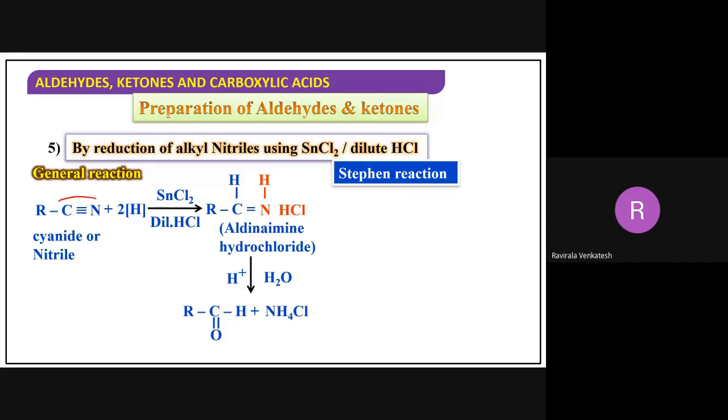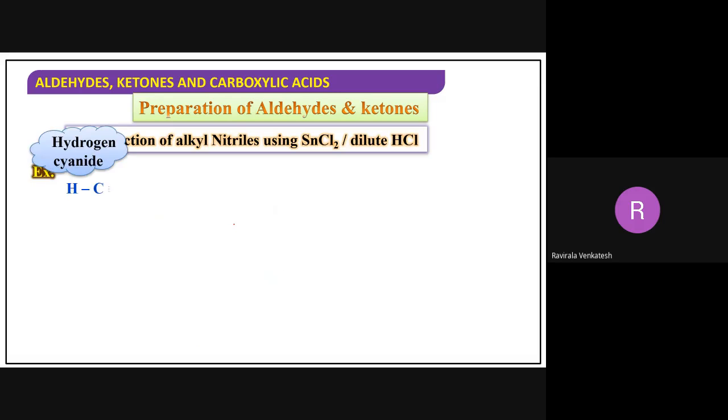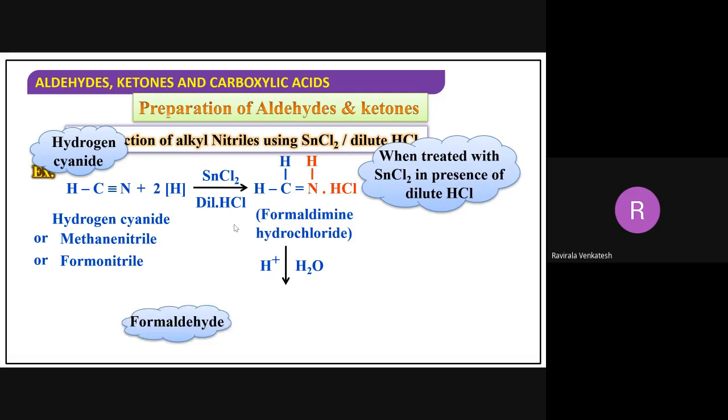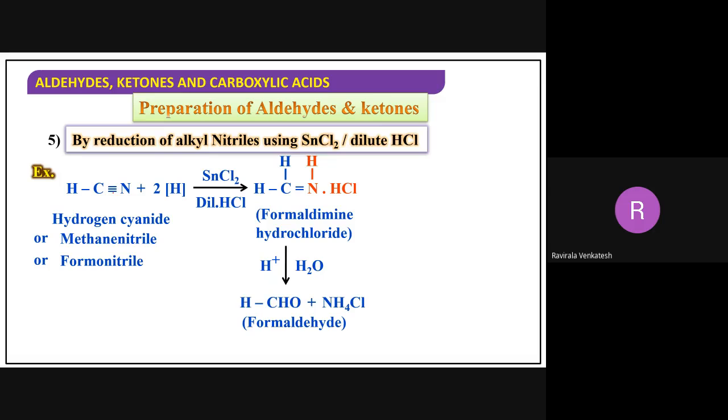Now you observe what happens here. Cyanide converts into aldehyde. The intermediate product is what? Imine. You got the imine. You don't need to write all these things, okay? For example, you take methane nitrile or hydrogen cyanide. What do we get here? In the place of cyanide, what we get is aldehyde. Right?